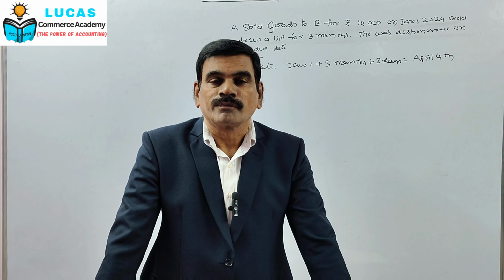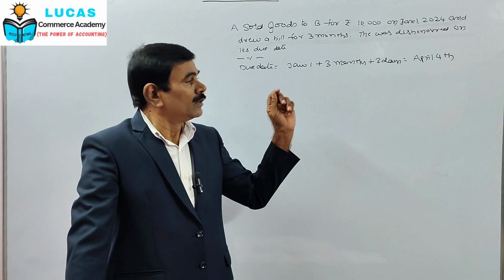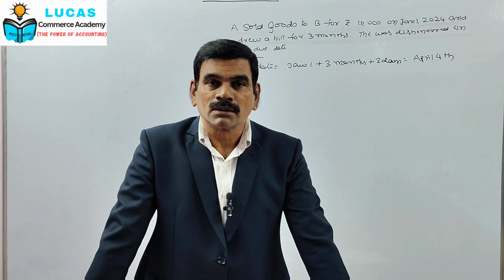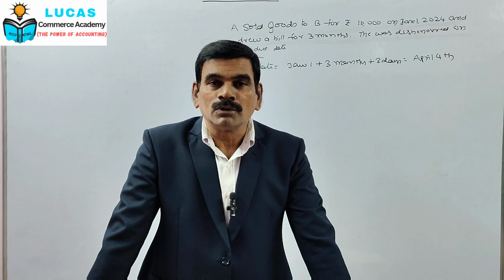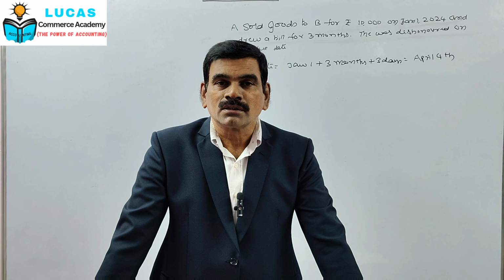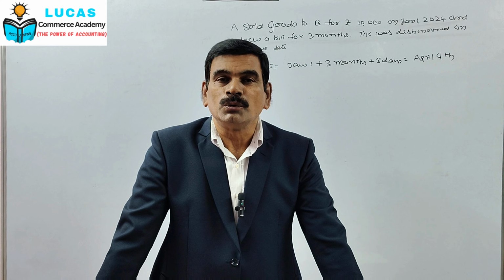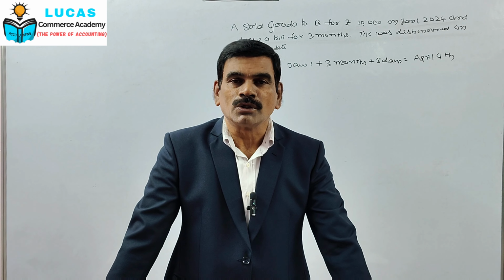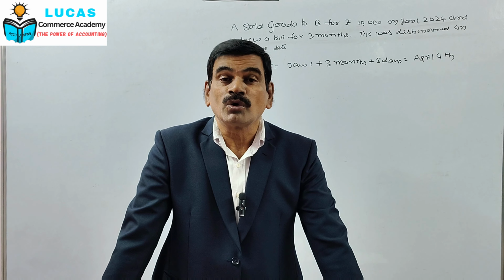On this date, B has to pay rupees 10,000 to Mr. A, but on the due date, B fails to pay the amount. So, this is called dishonor. Dishonor means when the drawee fails to pay the amount on the bill on its due date. So, when a bill is dishonored, how to pass journal entries in the books of drawer and drawee under 4 cases.